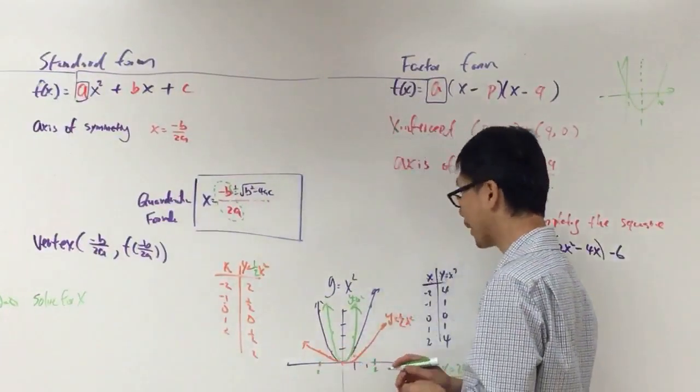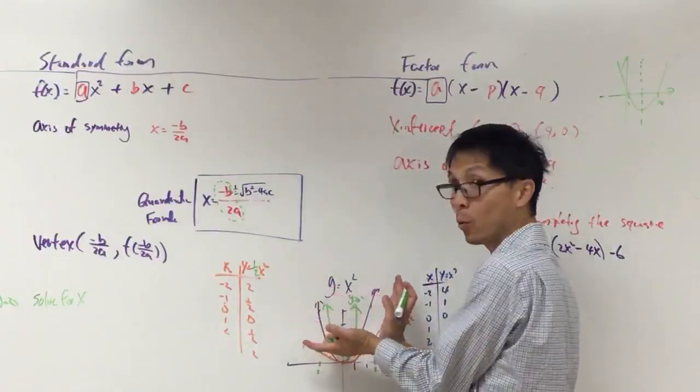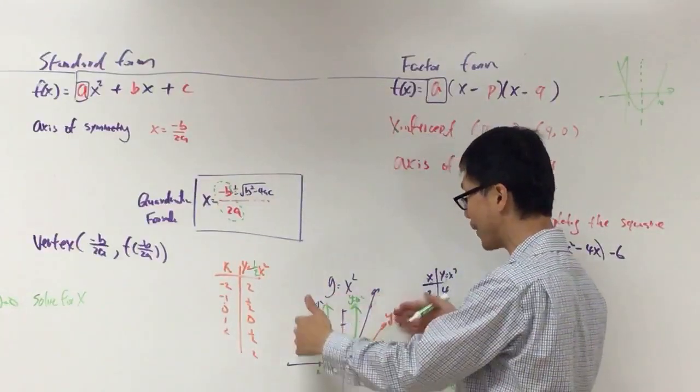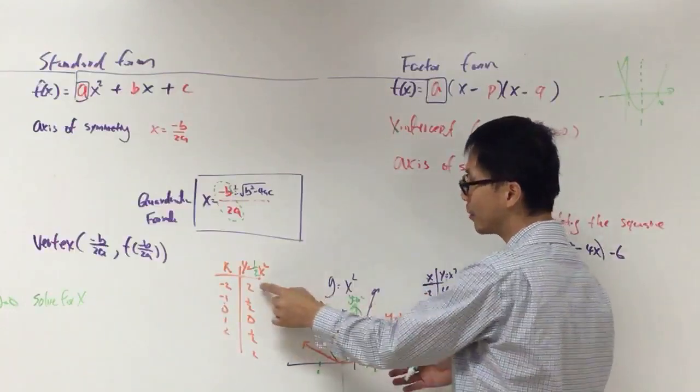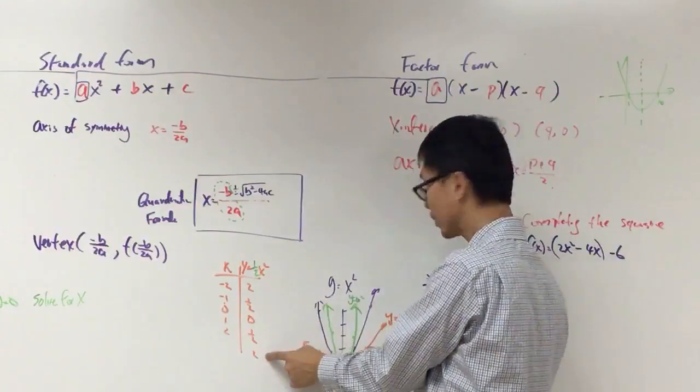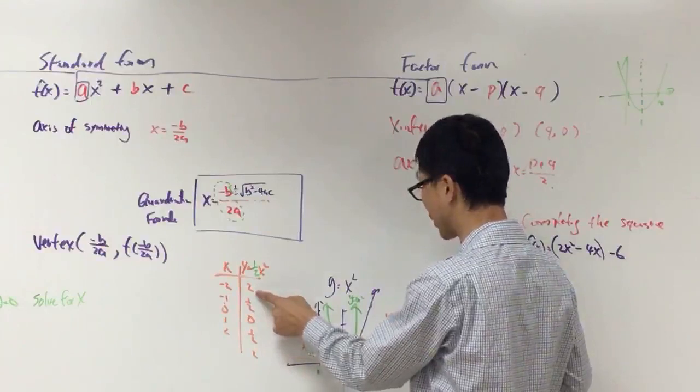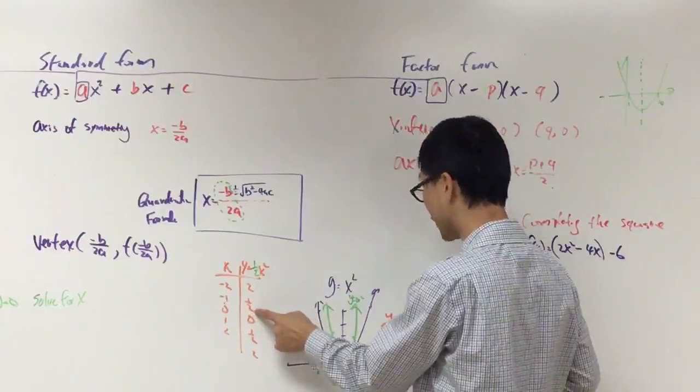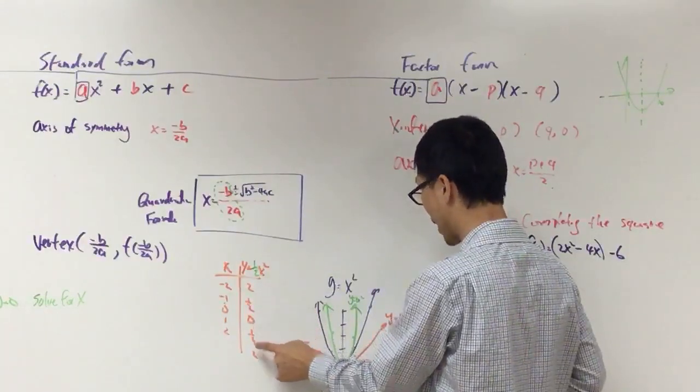So the graph is going to be wider and fatter, because you're going to multiply all the y values by half compared to the original. See, that's 4, it's going to become 2, and here's going to be half, here's going to be 0, here's going to be half, here's going to be 2.